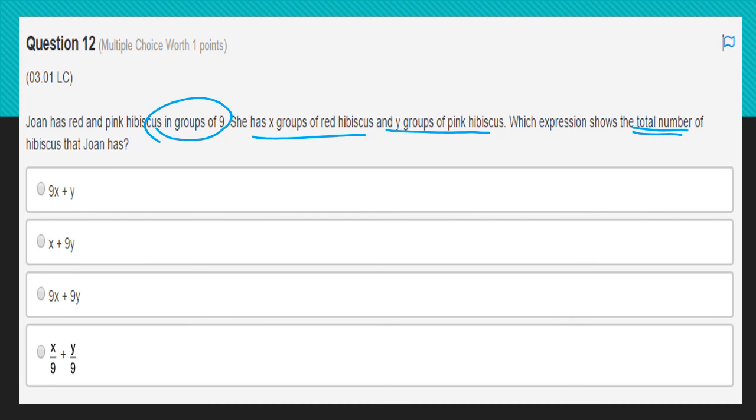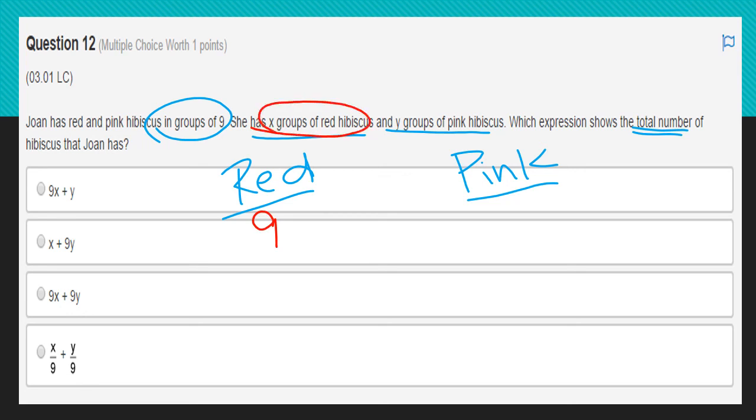It says Joan has both red hibiscus and pink. So if we think about this, red hibiscus is in groups of 9, and she has X groups. We don't know how many, but we know it's X. So if each group has 9, we're doing 9 times X, which remember is the same thing as 9X. This is equivalent, or equal, meaning the same thing.